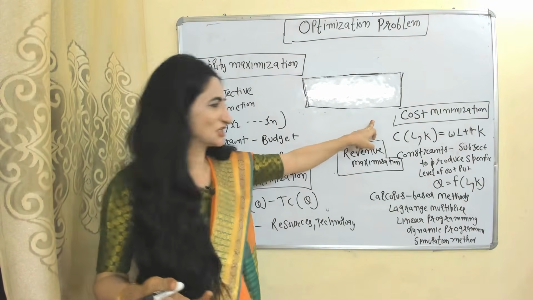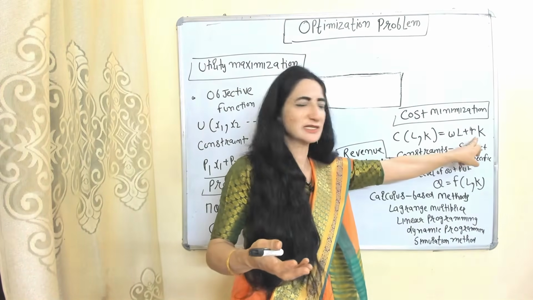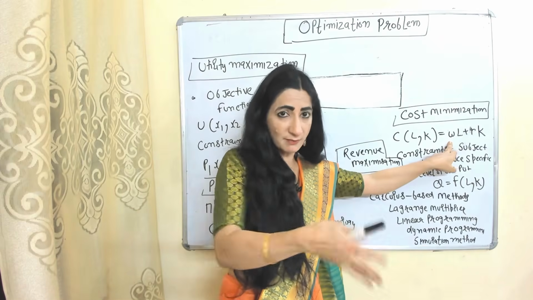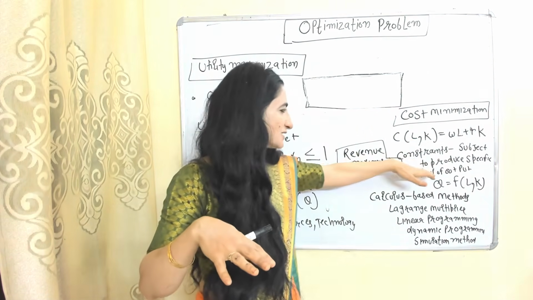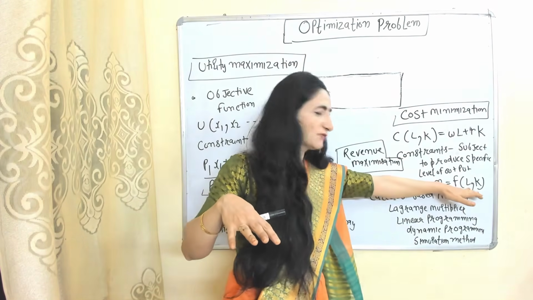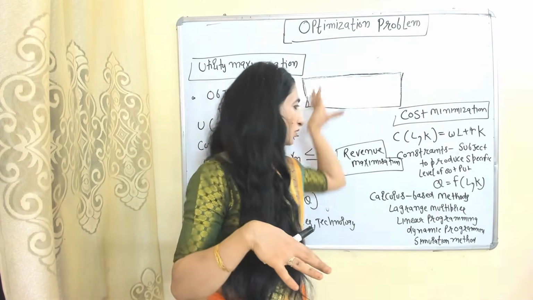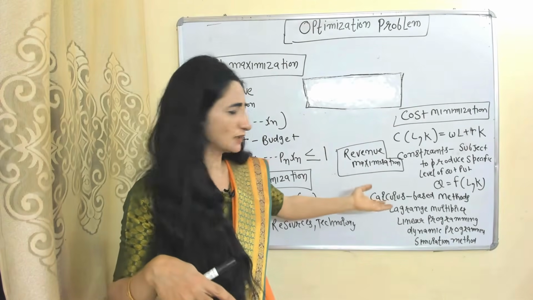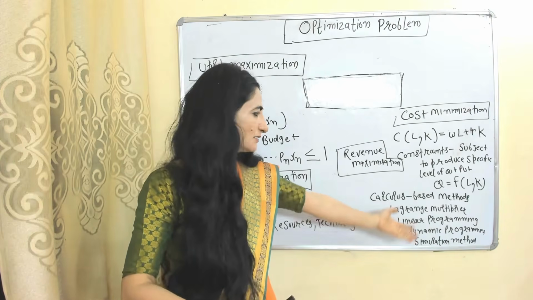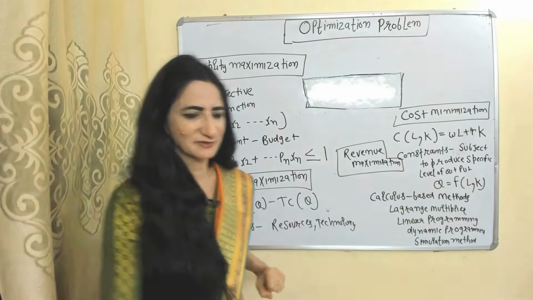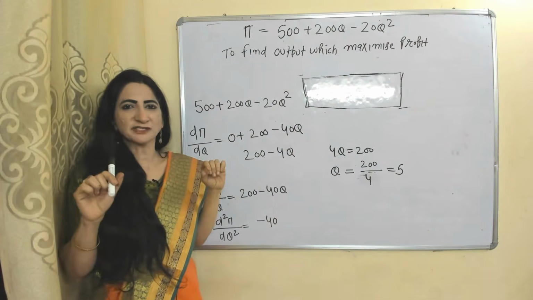Cost minimization. L represents labor, K represents capital, W is the cost of labor, we are paying wages to labor, R is the cost of capital, which we want to minimize. Our constraint is that they must produce a specific amount of output. In order to solve an optimization problem, we can use calculus based method, Lagrange multiplier, linear programming, dynamic programming, and simulation method.